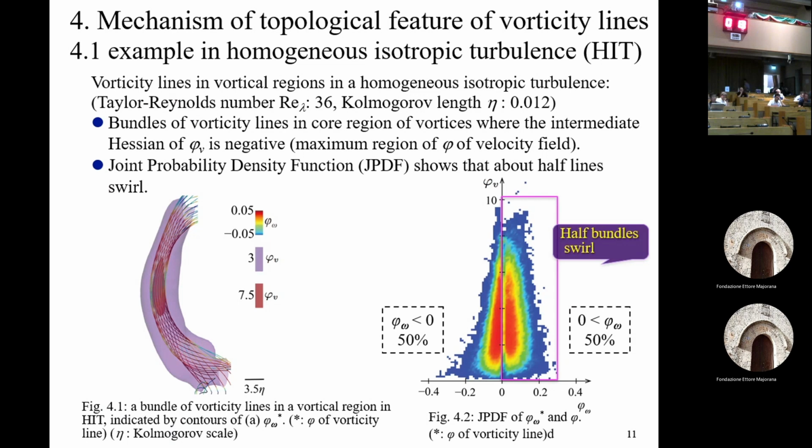And this figure shows the joint probability density function of the swirlity of the vorticity line and the swirlity of velocity. It indicates that irrespective of the intensity of swirling of velocity, in about half the region of the vortices, the vorticity line swirls.